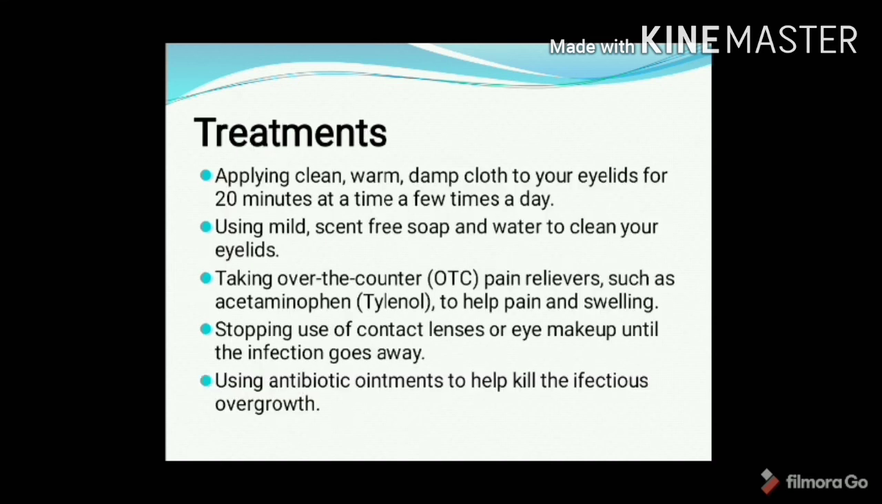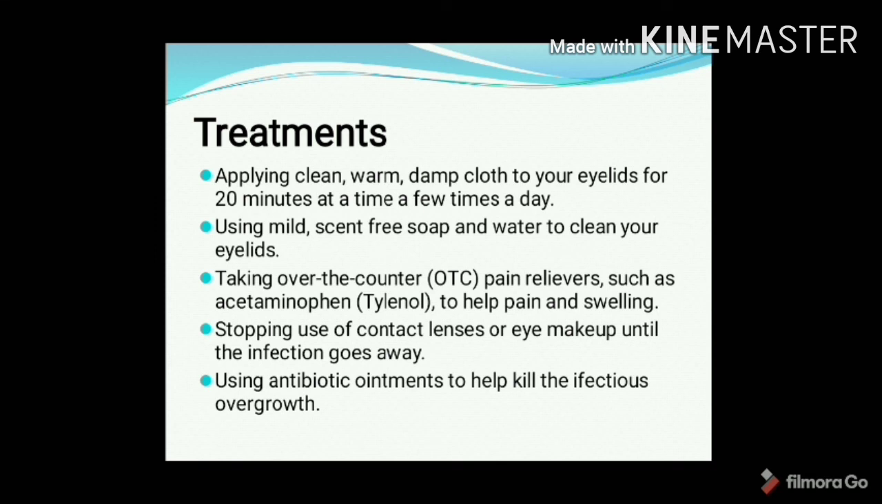So, ayan, applying clean, warm, damp cloth to your eyelids for 20 minutes a few times a day. No, using mild scent-free soap and water to clean your eyelids. Taking over-the-counter, OTC, pain relievers, such as acetaminophen or Tylenol to help pain and swelling. So, ito yung mga pain relievers, no, na matatawag na para makapag-ease ng pain, tsaka lalo na ng pamamaga ng eye na merong stye. Stopping use of contact lenses or eye makeup until the infection goes away.